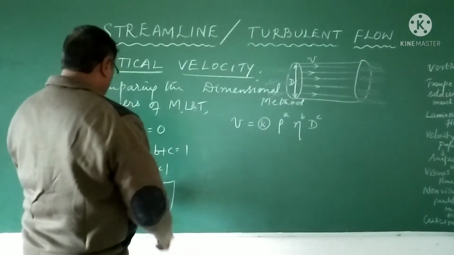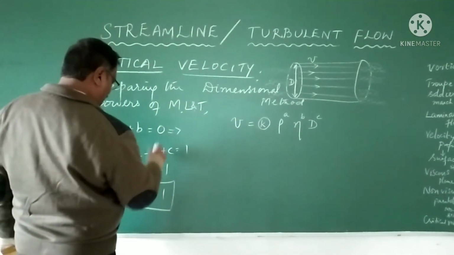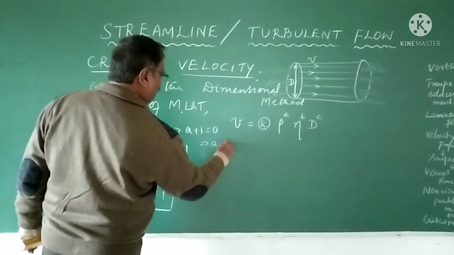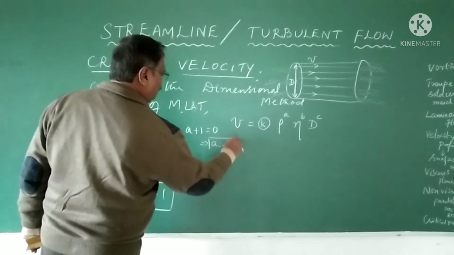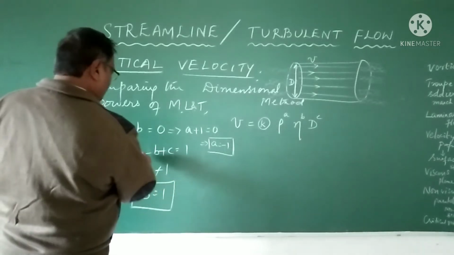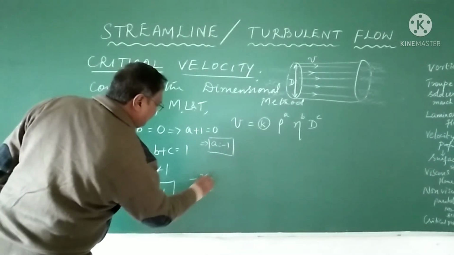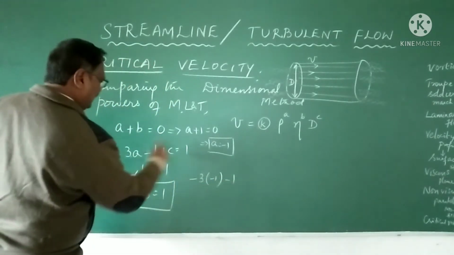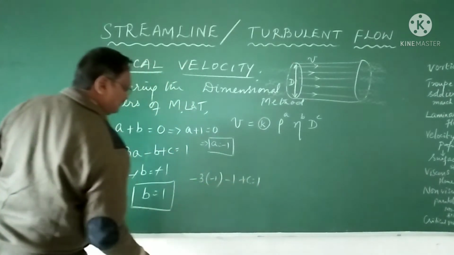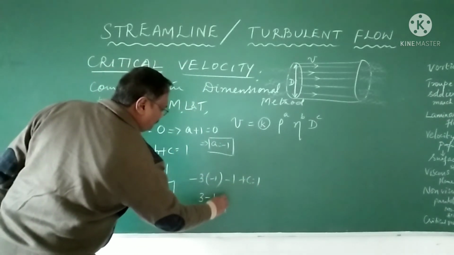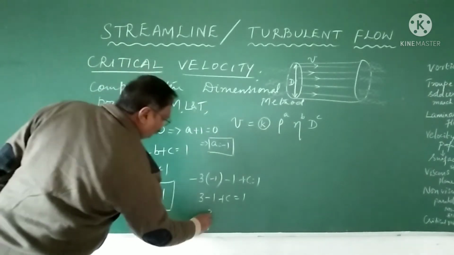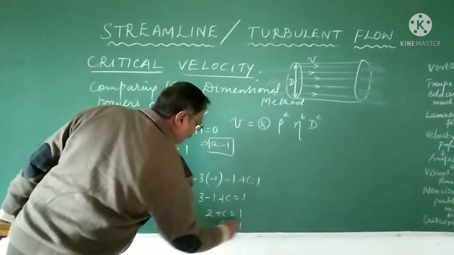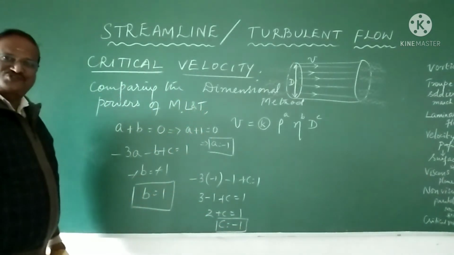Now I can substitute here in A plus B. A plus 1 is equal to 0, which implies that A is equal to minus 1. Let us put it in a box. Now this equation: minus 3 into minus 1 minus B, where B is 1, plus C is equal to 1. Minus of minus, so 3 minus 1 plus C is equal to 1. 2 plus C is equal to 1. C is equal to 1 minus 2, which is minus 1. So we got the C value also.